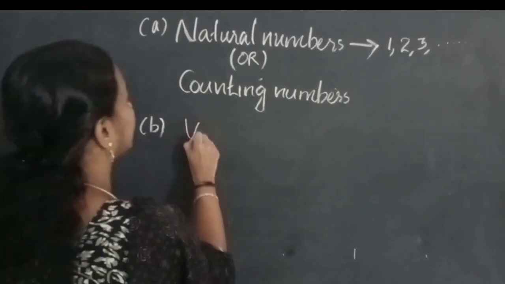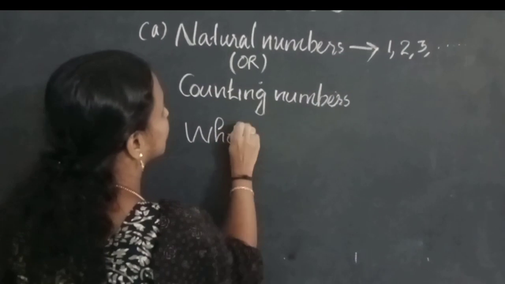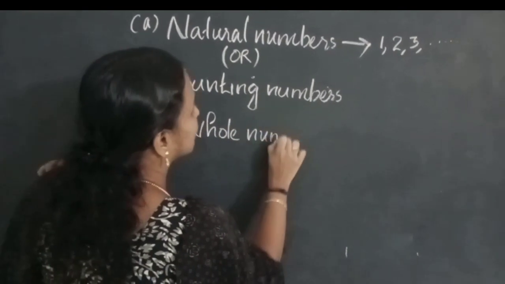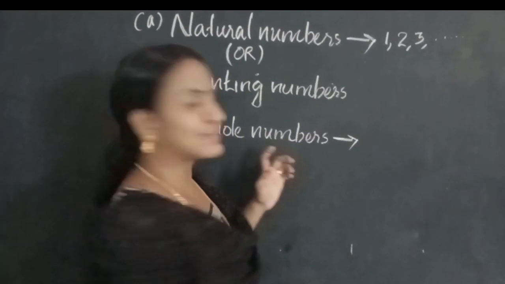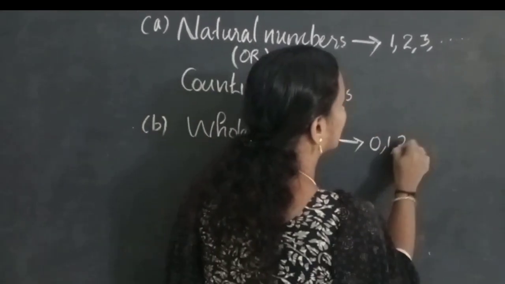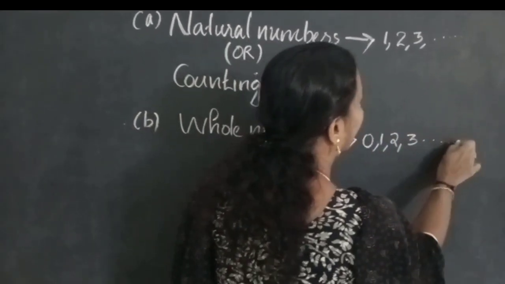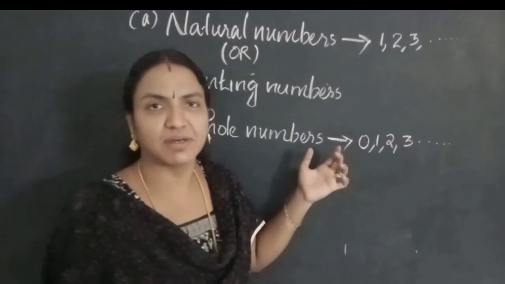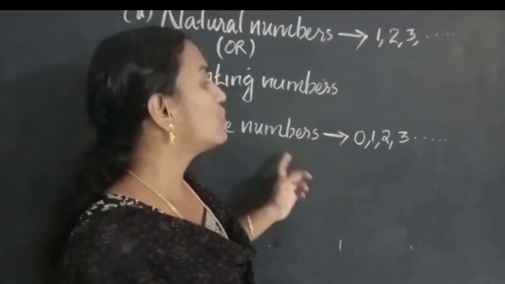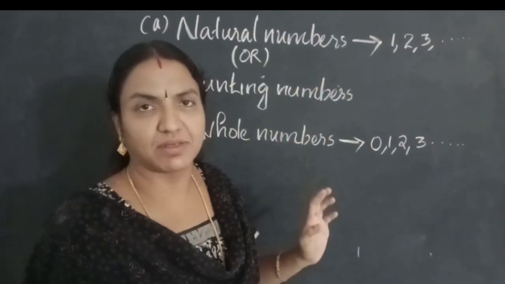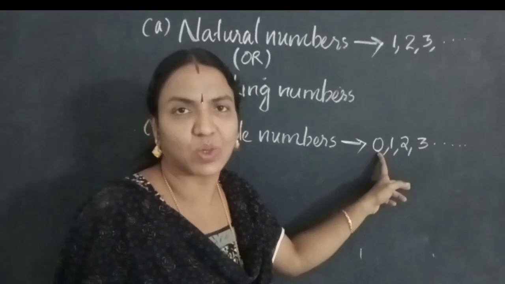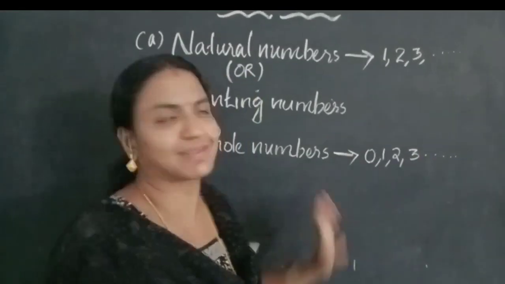B. Whole numbers. The numbers 0, 1, 2, 3, etc. are called whole numbers. When we add 0 to natural numbers, we get whole numbers. That means we start with 0: 0, 1, 2, 3, etc.